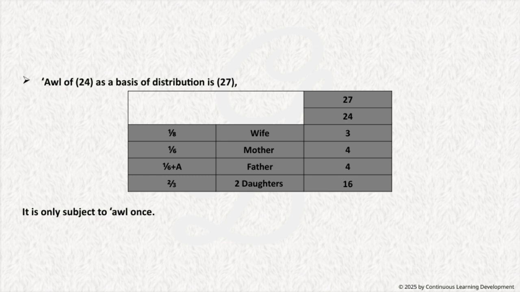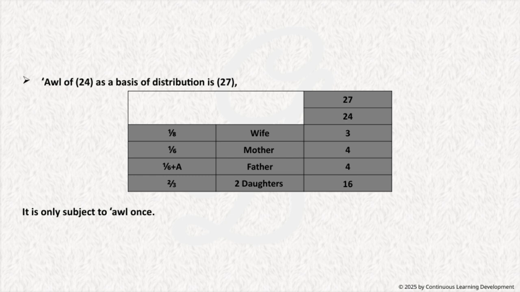The key point here is that the total distribution is based on the amount of 27, which we see at the top, but the actual basis of distribution is 24, the total available amount. This means that all these shares are proportionally calculated from 24, not the total 27. It's important to highlight that this distribution is only subject to Aul, which is a concept indicating the basis, or the total of 24, applied once. So, no matter how many parts or shares there are, the total basis remains fixed at 24, and each share is a proportion of that.